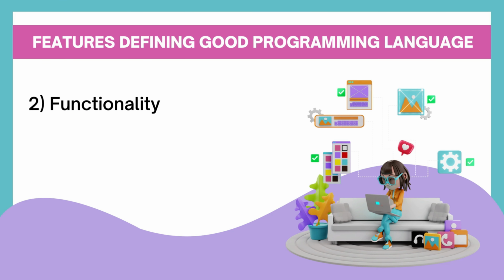Functionality. The programming language should be able to cater to the wide variety of functionality required by programs. For example, if we wanted to create a web-based application, then that programming language should have all the features that allow it to work on the internet. Or if we wanted to create a simple component that could be plugged into another system, then the programming language should be able to have the functionality to create pluggable components.